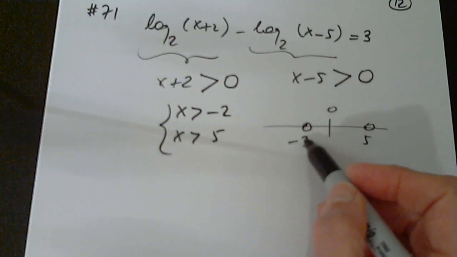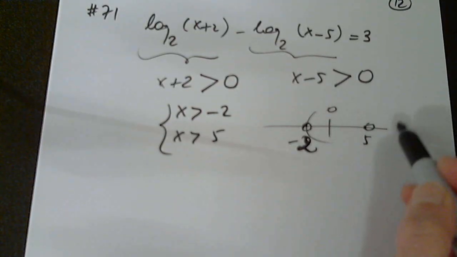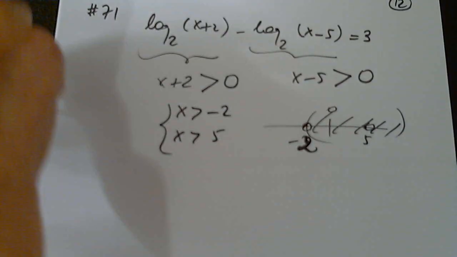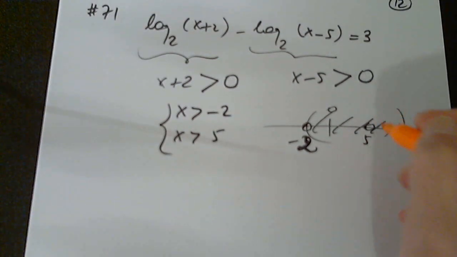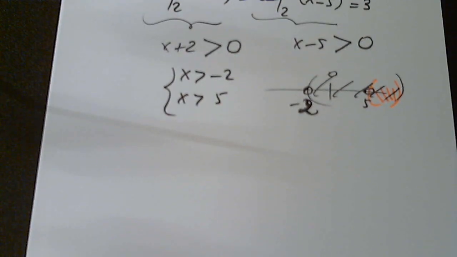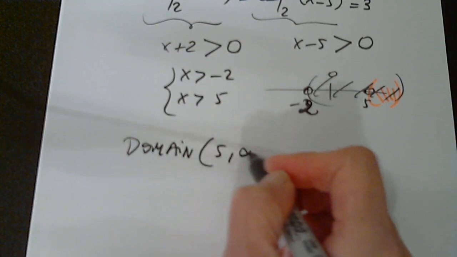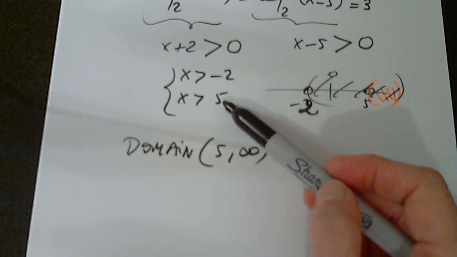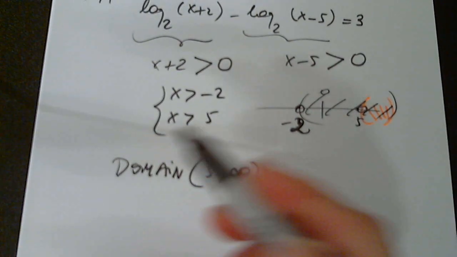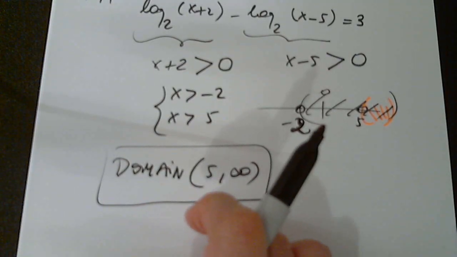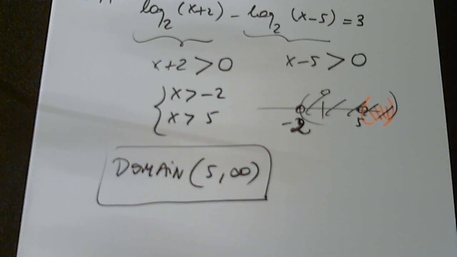Greater than -2 is this, and greater than 5 is this. We have to choose the common territory, the common domain. So the domain is 5 to infinity, where both logs are correct. If I do not find a solution that is strictly greater than 5, the equation has no solutions.